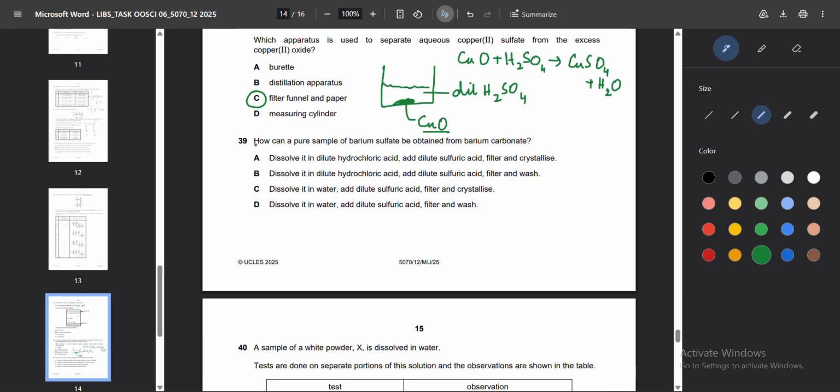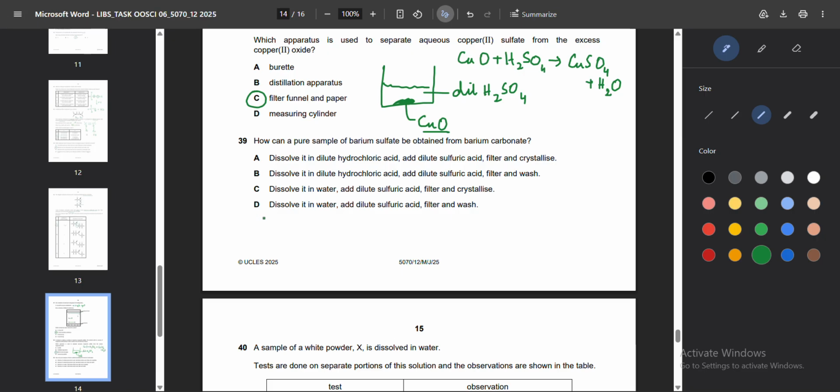39 is: how can a pure sample of barium sulfate be obtained from barium carbonate? Okay, now the options: dissolve it in hydrochloric acid, add dilute sulfuric acid, filter and crystallize. Dissolve it in dilute sulfuric acid. Dissolve it in dilute hydrochloric acid, add dilute sulfuric acid, filter and wash. And then dissolve it in water.